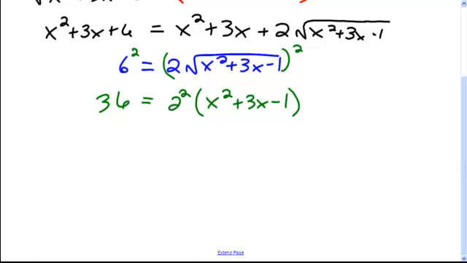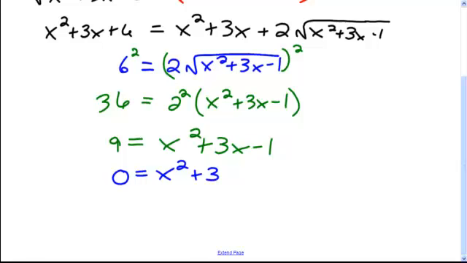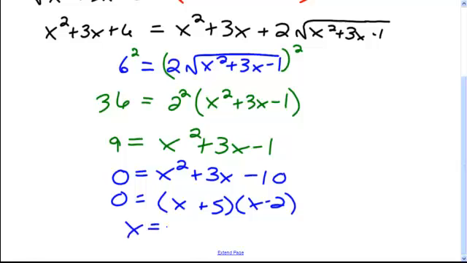The other thing you could do is it is attached to this entire quantity. I could expand it through, whatever is easiest. At this time, just to make our work a little bit easier, I'm going to divide both sides by that 4, which gives me 9 equals x squared plus 3x minus 1. It's a quadratic, which means I have to set it equal to 0 and factor. So 0 equals x squared plus 3x minus 10. Factoring gives me x plus 5 and x minus 2. Therefore, x equals negative 5 and x equals positive 2.